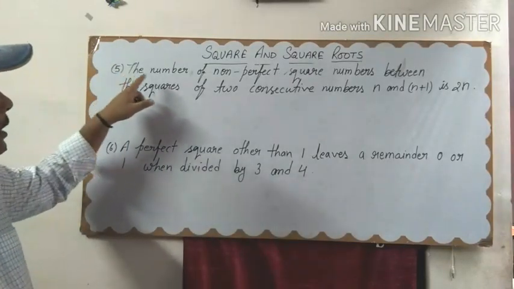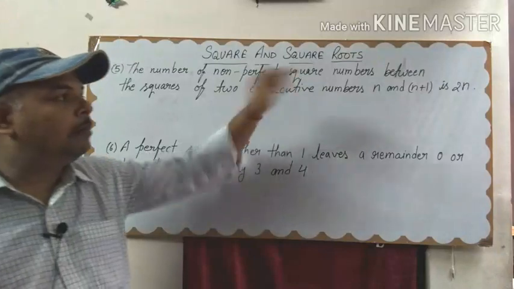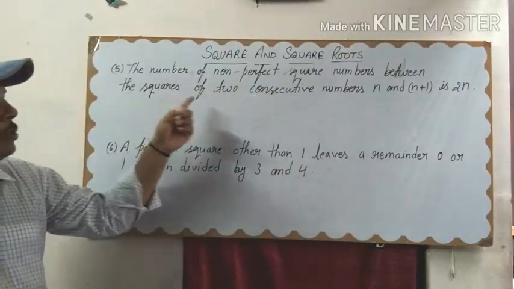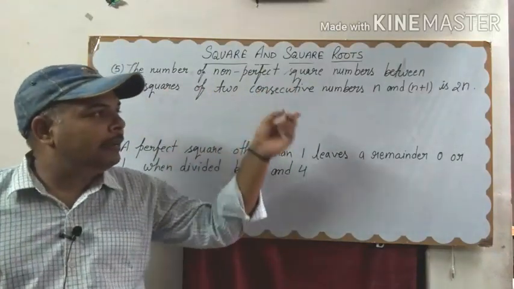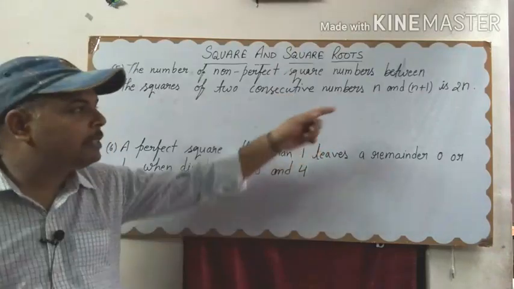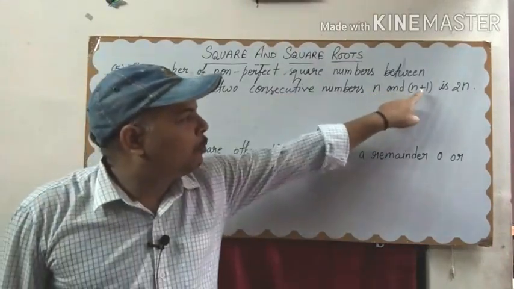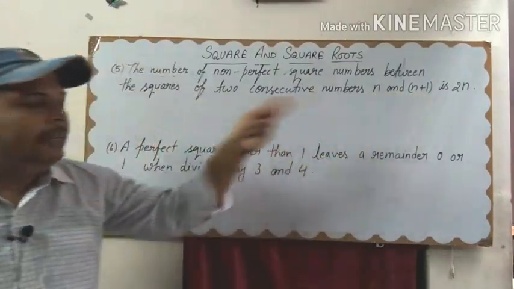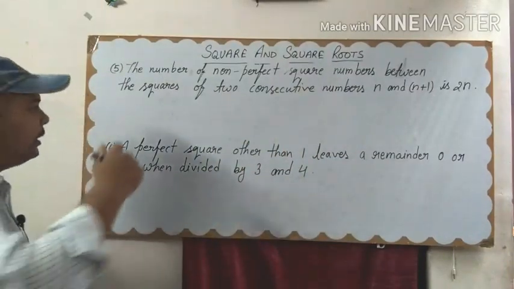Now see the fifth property. The fifth property says the number of non-perfect square numbers between the squares of two consecutive numbers n and n plus 1 is 2n. Two consecutive numbers means if the first number is 4, then the next number will be 5. Now see the example here.